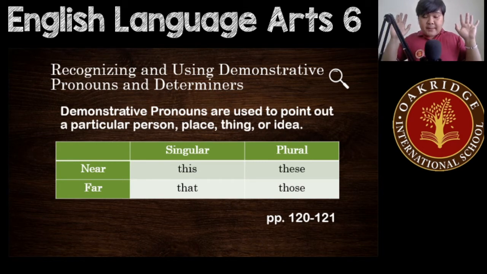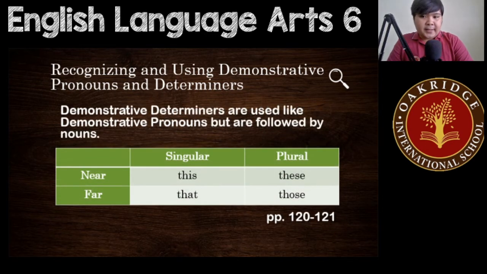So example, this mic over here. I am not touching the mic, okay? But I would say this mic. Why? Because it's near enough for me to touch it, okay? But if you can't reach it anymore, you would have to use that and those, okay? These are demonstrative pronouns. And since they are demonstrative pronouns, you do not have a noun afterwards.